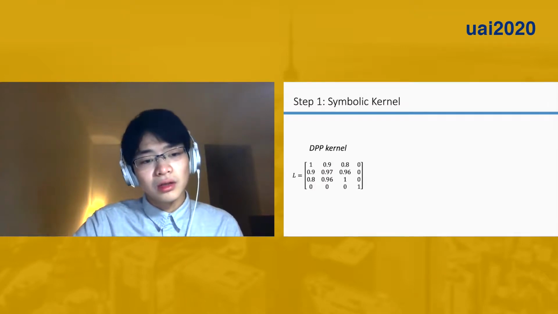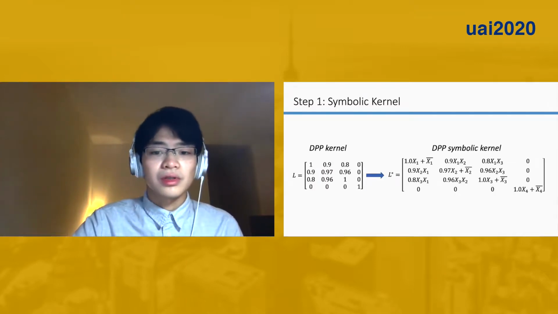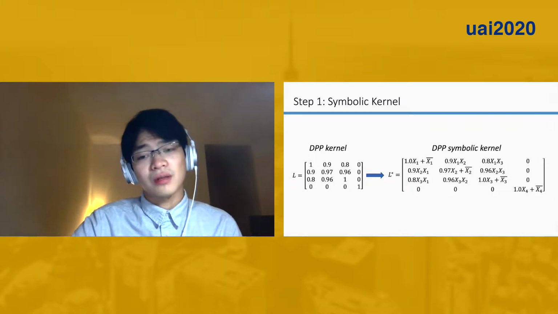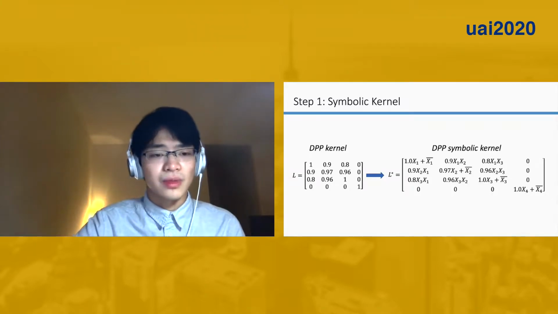To solve step one, we propose something called a symbolic kernel. So given the DPP kernel L, we construct a symbolic kernel L-star, which effectively captures the operation of taking submatrices as a PC.